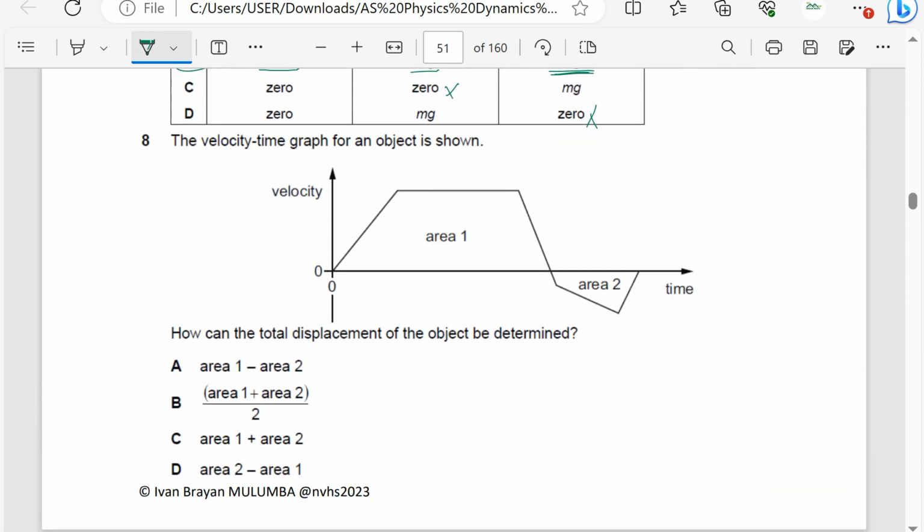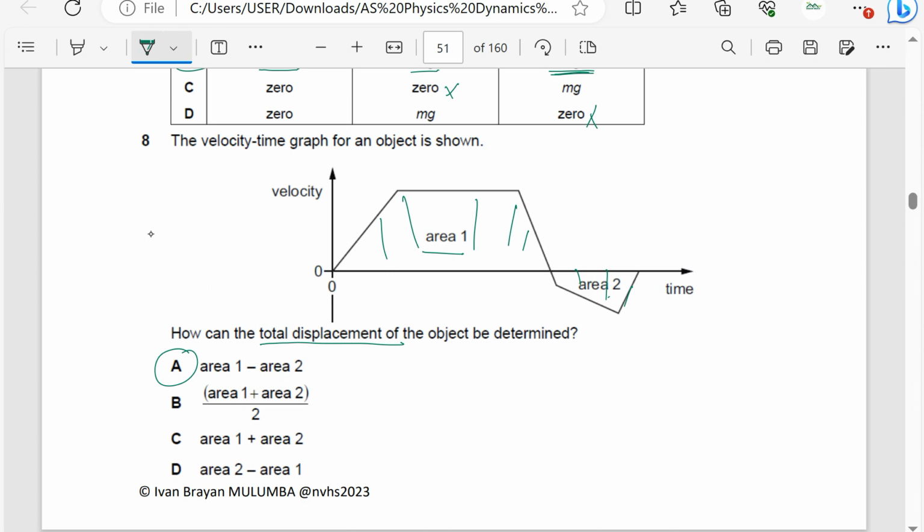The velocity time graph for an object is shown. How can the total distance of the object be determined? We just get area 1, total displacement, area 1 minus area 2. So total displacement is the area under the graph. This is positive direction, this is opposite direction. So we shall get area 1 minus area 2 because of the difference in direction. Since displacement is a vector quantity, the answer is going to be A.